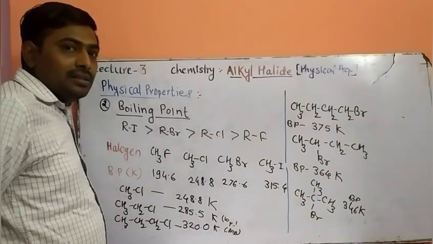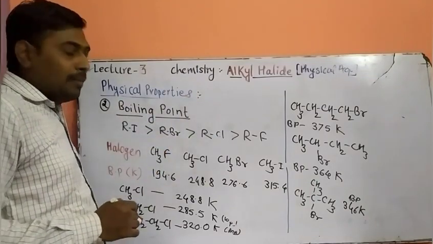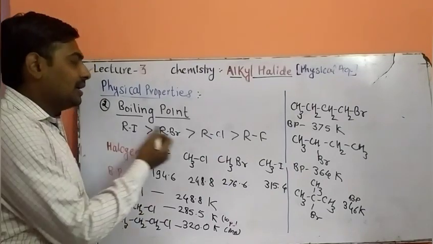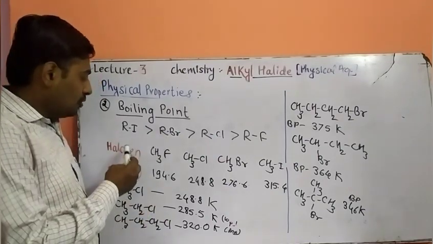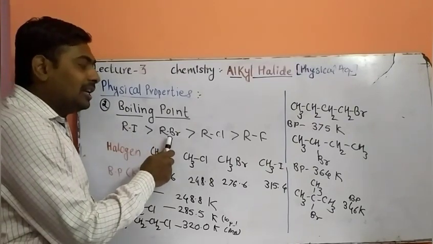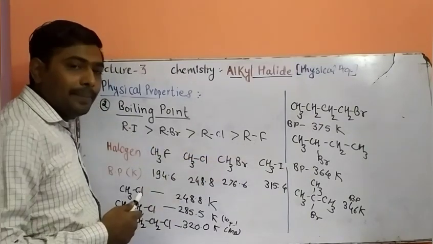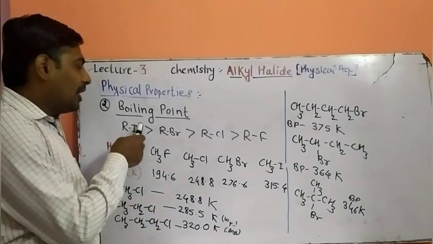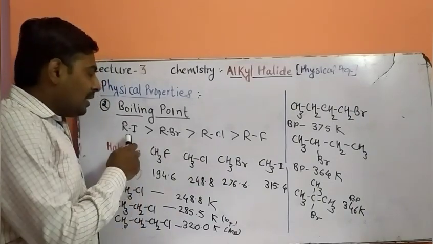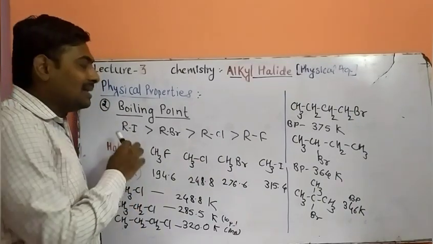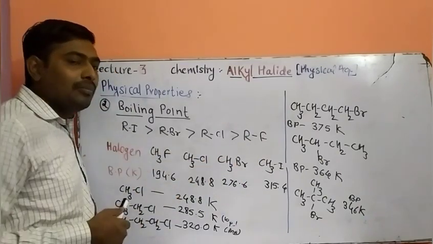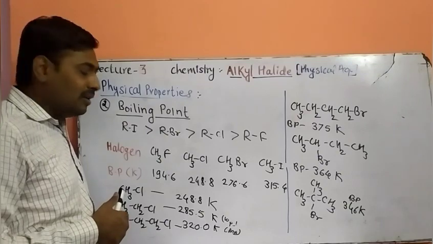See the next physical property, that is boiling point. The boiling point of alkyl halides is greater than that of alkanes because they have a polar nature. When we discuss the four alkyl halides, alkyl iodide, alkyl bromide, alkyl chloride and alkyl fluoride, the boiling point of the iodide compound is greater than that of the fluorine compound because iodine has a higher molecular mass. As the molecular mass decreases, the boiling point of the compound decreases. Iodine has a greater molecular mass, that is 127.5.